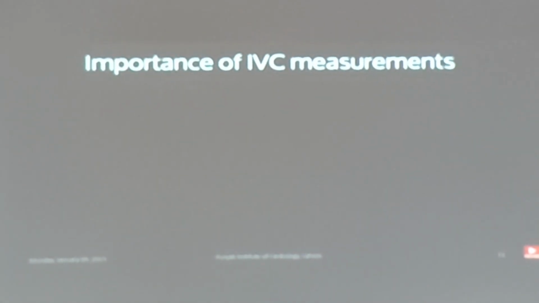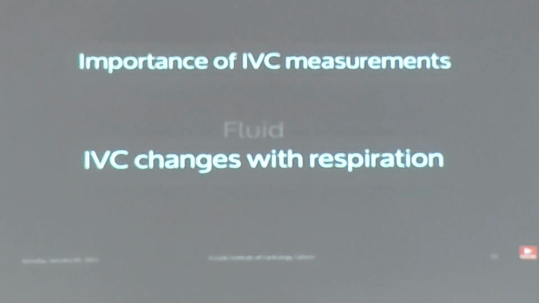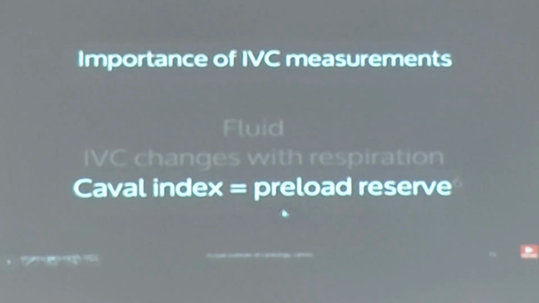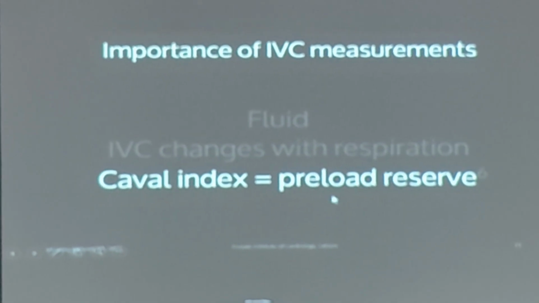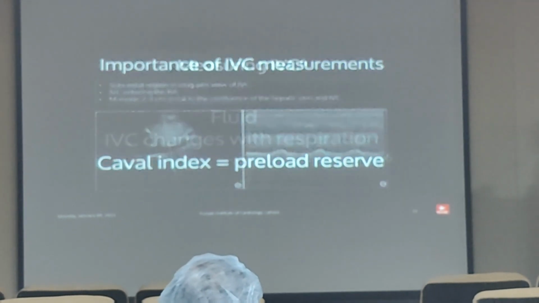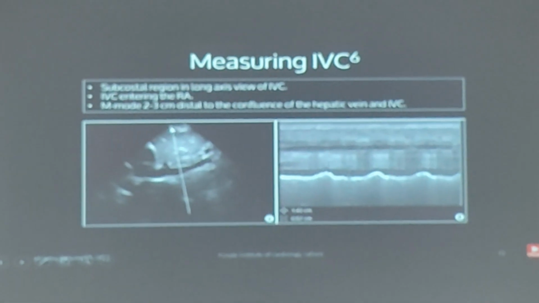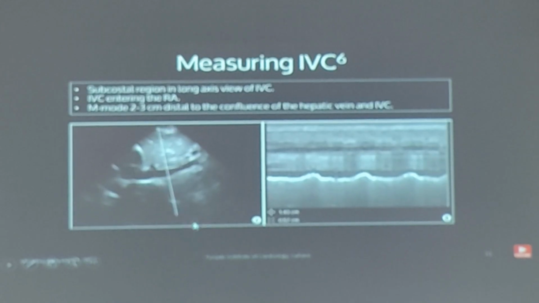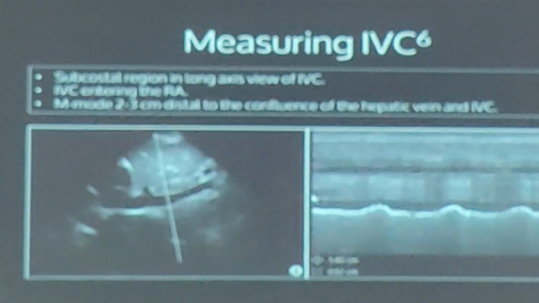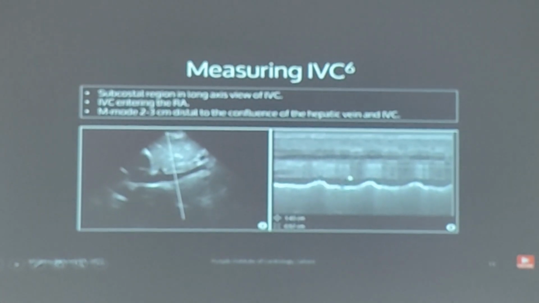So measurement of the inferior vena cava: we measure it for the fluid status, for changes with respiration, and we can calculate the caval index to look for the preload reserve, whether our patient has the reserve to take more load or not. So we will take our probe across the IVC and push the M mode button, and this is the inspiration and expiration phase.